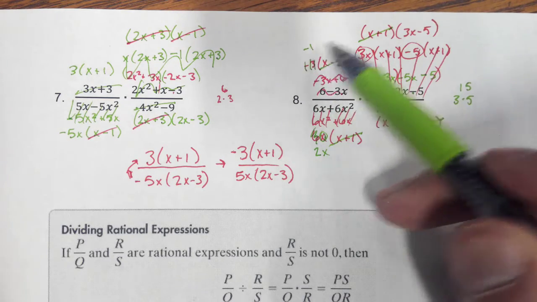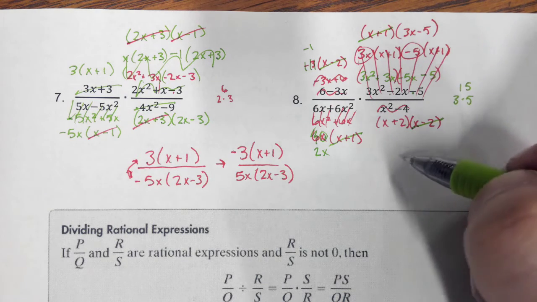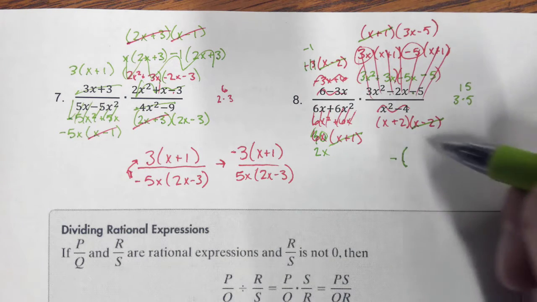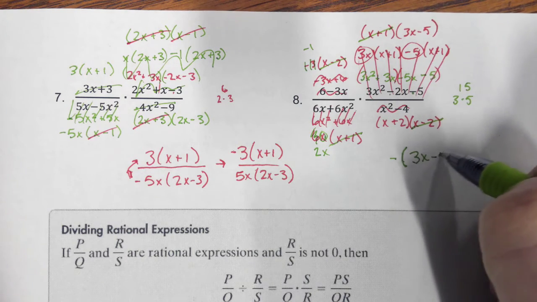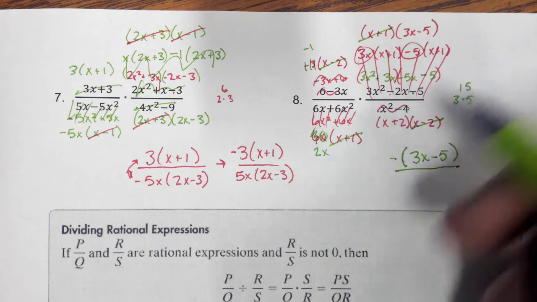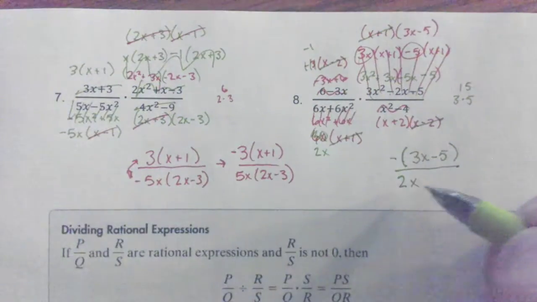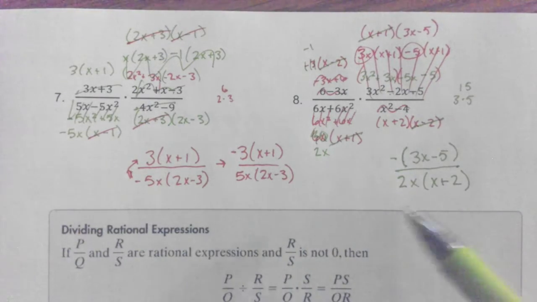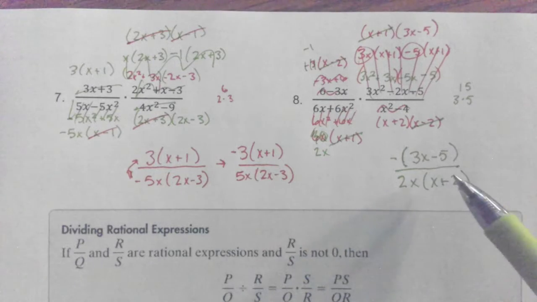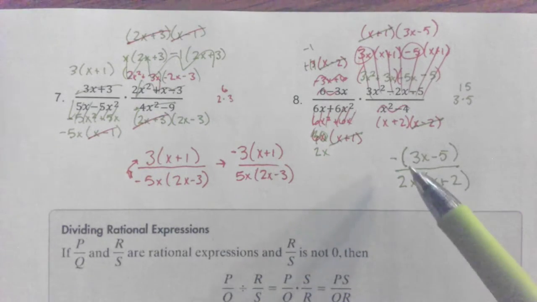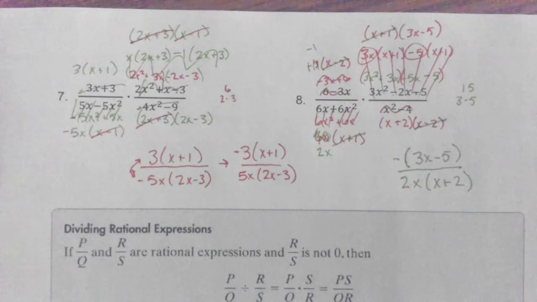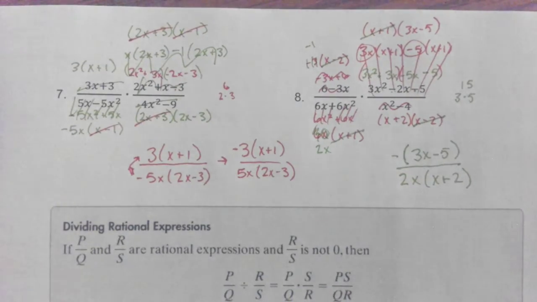So I have the negative 1 and the 3x minus 5 on top. So negative 1, I don't really need the 1, so I'm just going to turn that into a parenthesis. Negative times 3x minus 5. On bottom, I've got the 2x times x plus 2. And again, I've already done the simplifying, so nothing else is going to reduce. If you wanted to distribute that negative, that would be okay. But I'm just going to leave it like that. I like that for an answer.